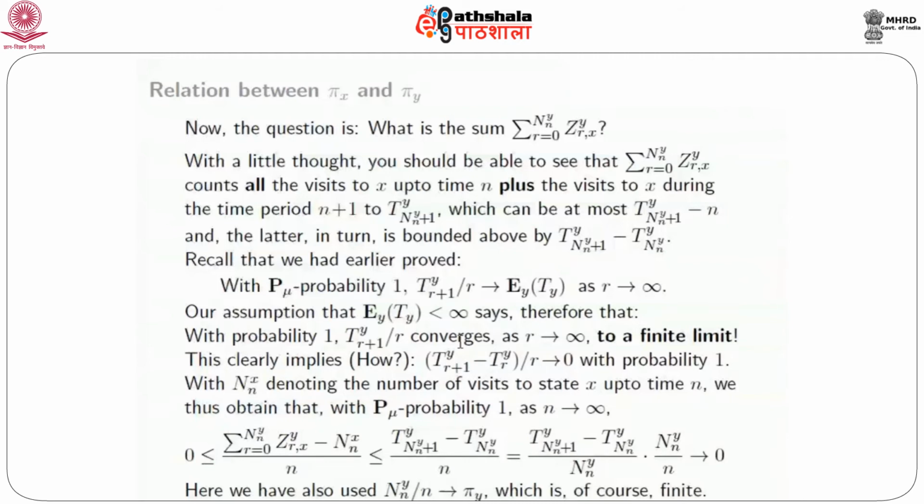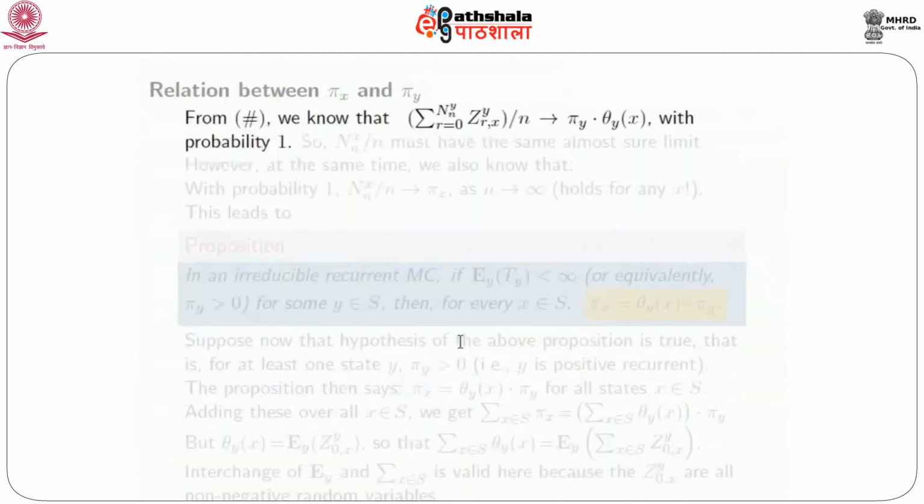So, what we have therefore proved is that this difference between our sum and N_n(x), divided by n, goes to 0. We already know that this sum over n goes to pi y times theta_y(x) with probability 1. So, N_n(x) over n must have the same almost sure limit, because the difference between these two goes to 0, is what we have seen.